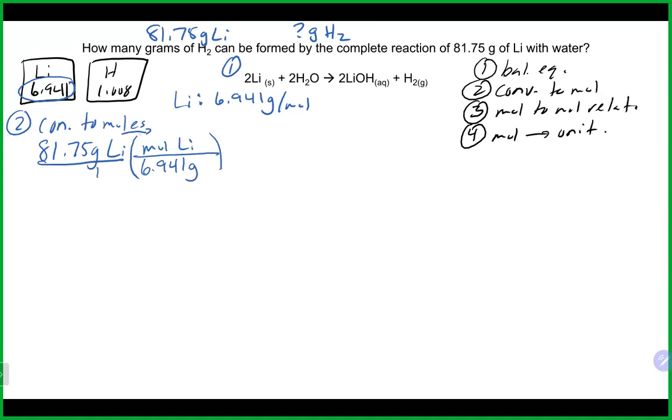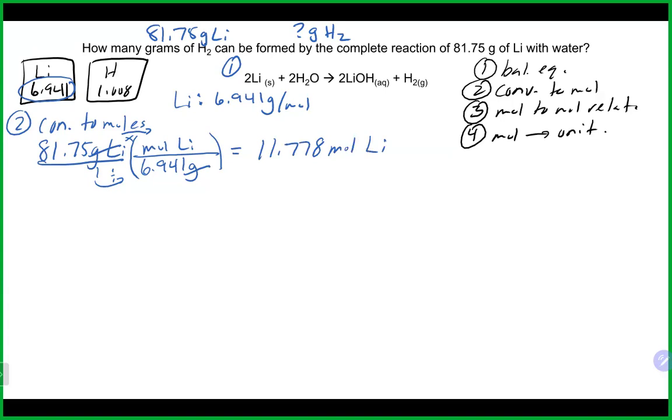We're going to multiply the top and divide the bottom. That's going to get rid of our grams, and that will do our first part here. Divided by 6.941, it looks like 11.778. I'll take it to a couple extra digits, moles of lithium. Any questions on that so far?